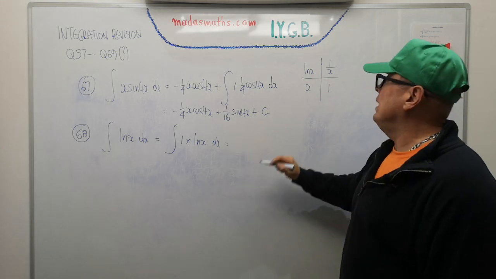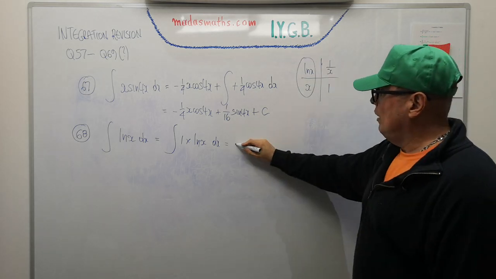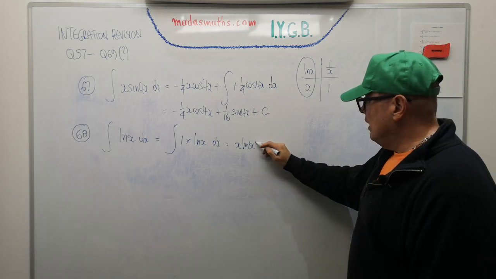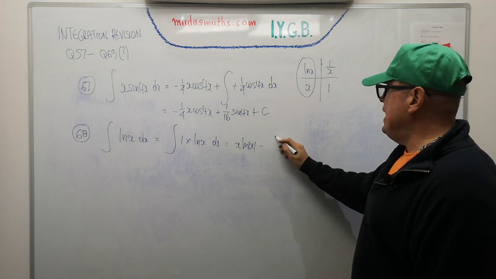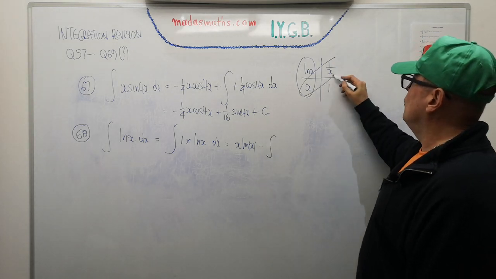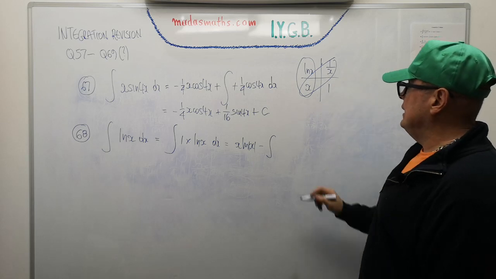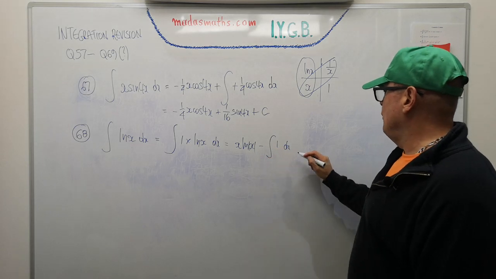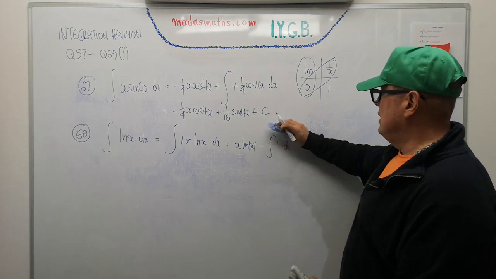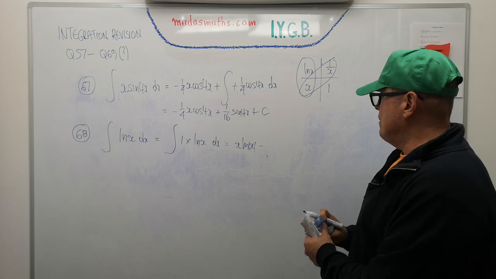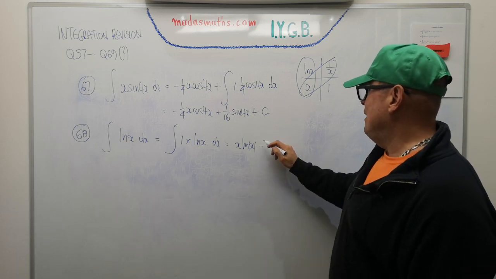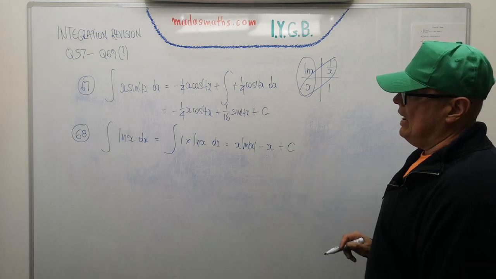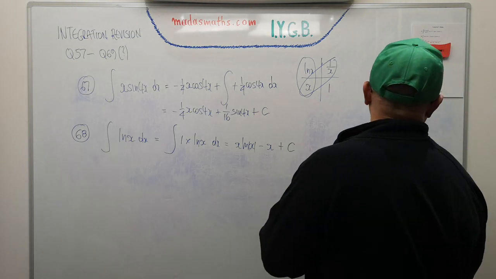So the answer now will be the product of this, which of course is x log of x, and you should put mods there, okay, minus the integral of this diagonal. And x times 1 over x is just simply 1 dx. I'm just going to write it here. And 1 will produce, of course, a minus x plus c, and that's the answer. It's as simple as it gets.